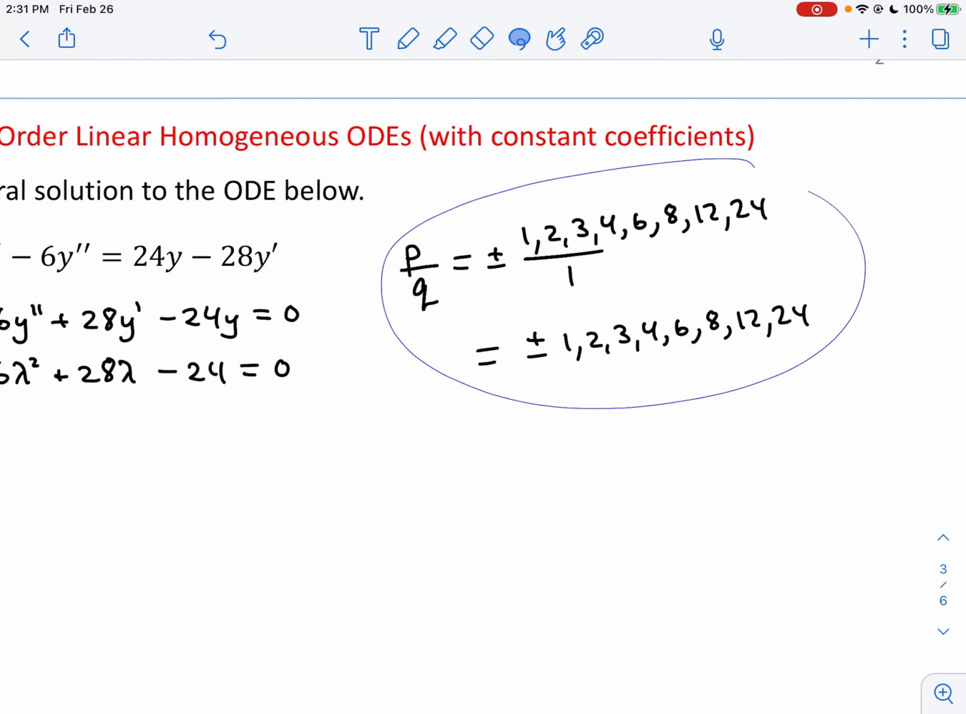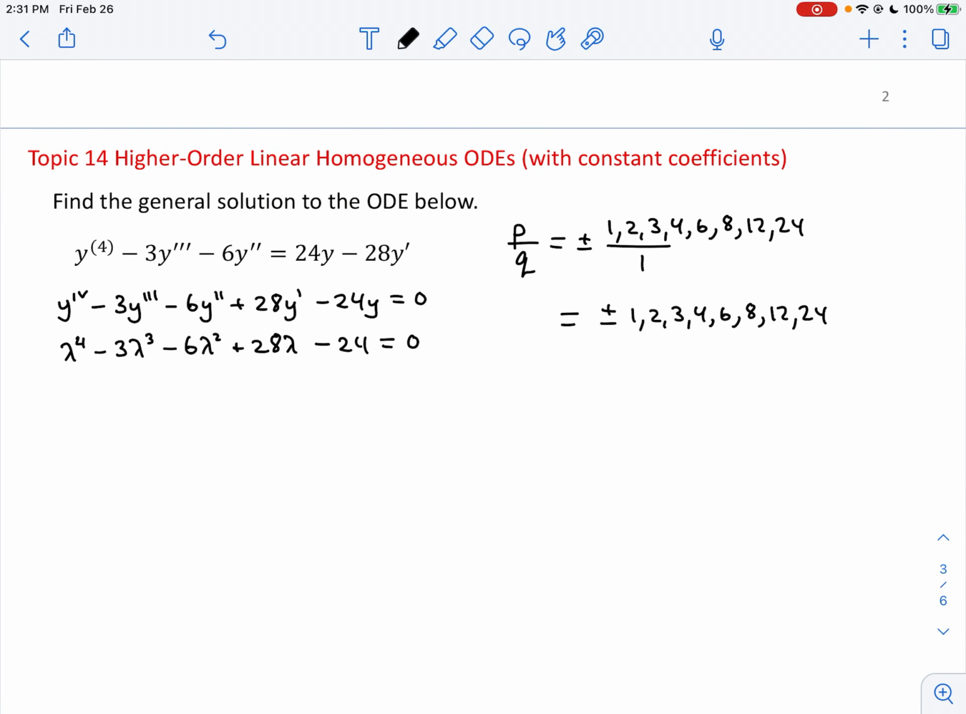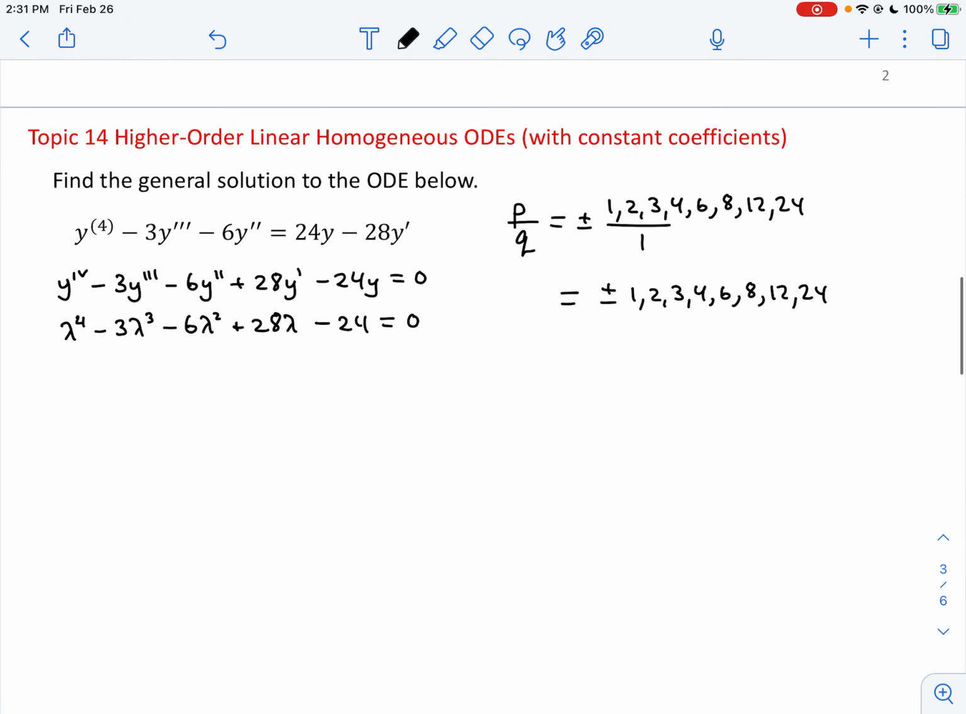Now one way to go about finding the actual roots of this polynomial is to use synthetic division. You might recall doing this in a college algebra class. I'm going to go through the roots, plus minus 1, plus minus 2, plus minus 3, and just hunt for the roots here. So let's start with the positive 1.